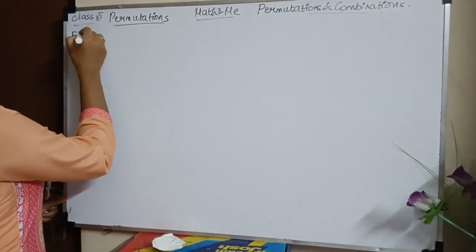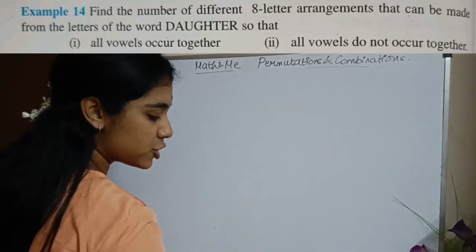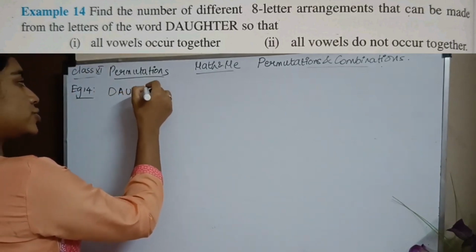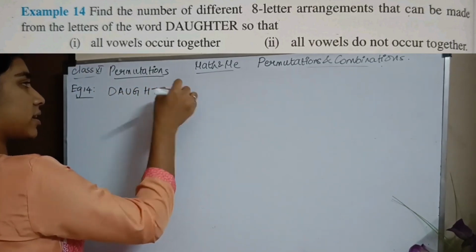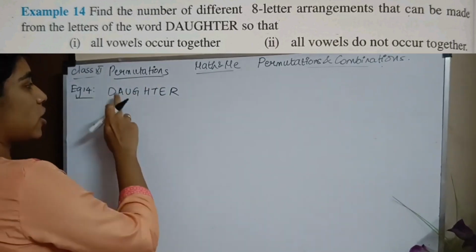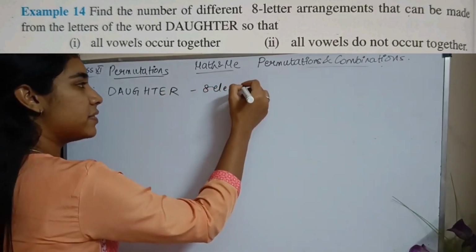Example 14. Find the number of different 8-letter arrangements that can be made from the letters of DAUGHTER. D-A-U-G-H-T-E-R. Write the spellings correctly. Is there repetition? There is no repetition. So how many elements do you have? 1, 2, 3, 4, 5, 6, 7, 8. So in total, I have 8 elements.